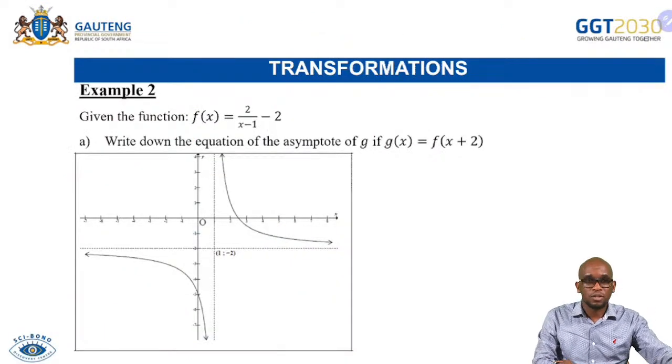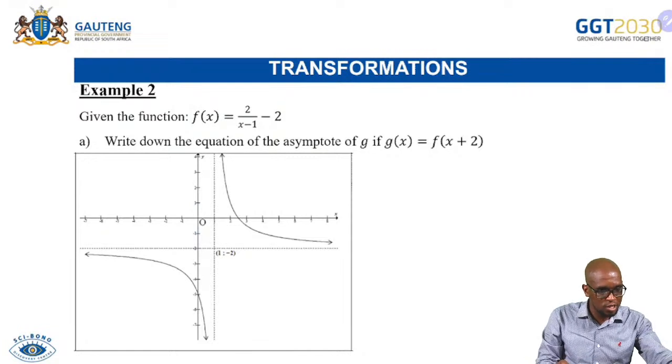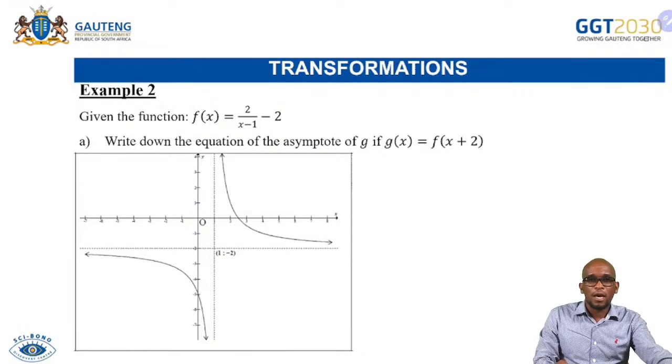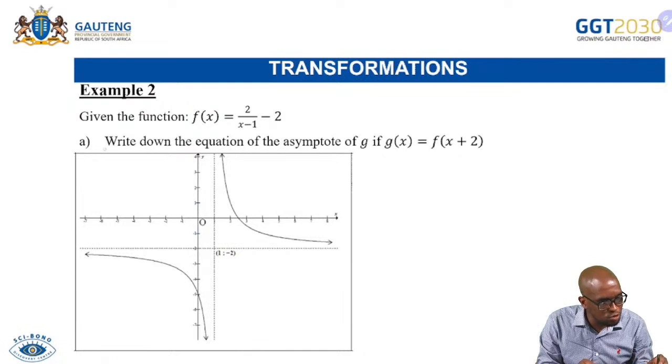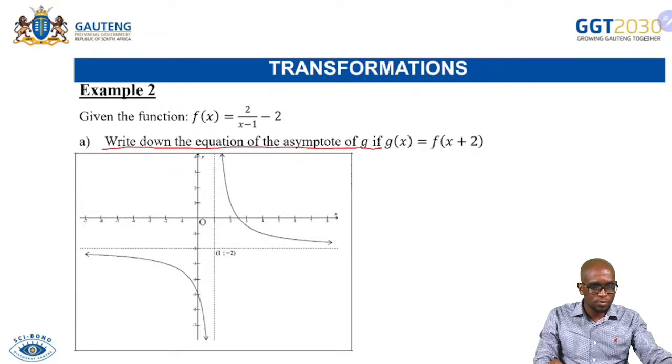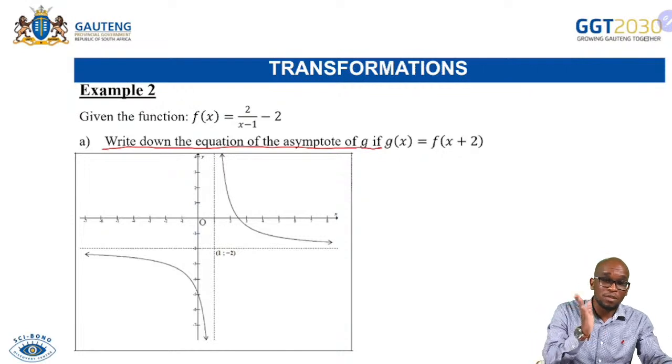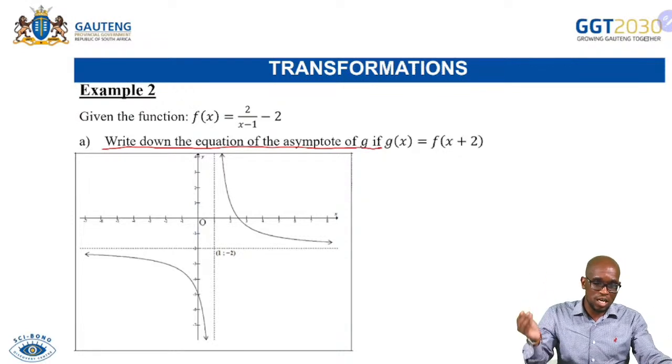Right, moving on. Still on transformations. We are now given a hyperbola and we want to know what happens to this hyperbola. Now, what we're going to do is we're going to check the first question. It says, write down the equation of the asymptote. They want you to write down the equation of the asymptote. You are not describing the transformation. They are giving you a new graph which is related to the one that is sketched, but it was transformed.